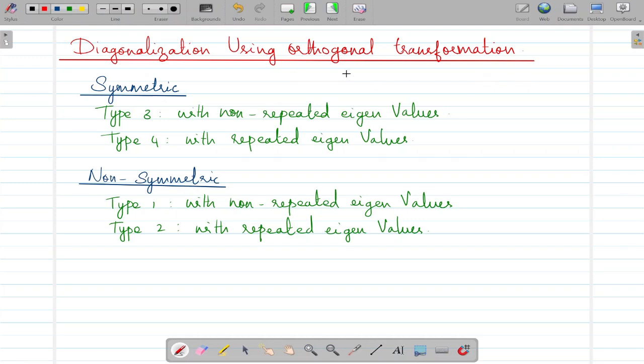Let's begin with the diagonalization using orthogonal transformation. Here only a symmetric matrix can be diagonalized using orthogonal transformation. So the symmetric cases are classified as type 3 with a non-repeated eigenvalue and type 4 with a repeated eigenvalue. An important note: a non-symmetric matrix, that is type 1 and type 2, cannot be diagonalized using orthogonal transformation. So now let's see the step-by-step procedure for diagonalization using orthogonal transformation.